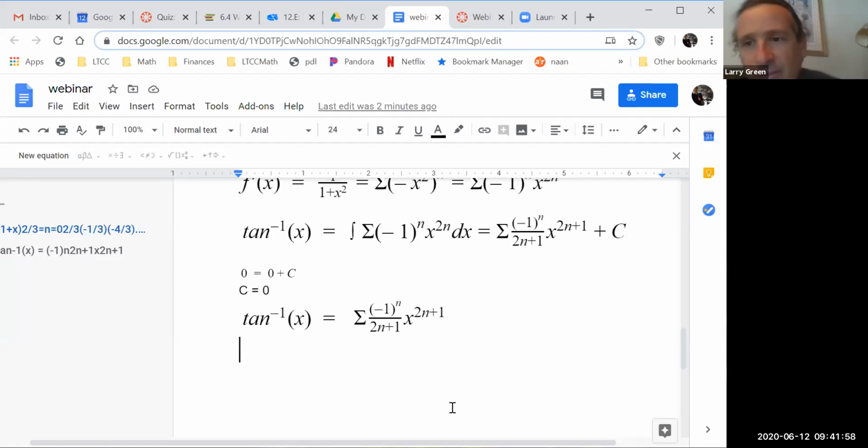Let me give you another example. Take an integral of, and you could take an integral of anything. This is a big one that comes up in applications, and that's the sine of x.